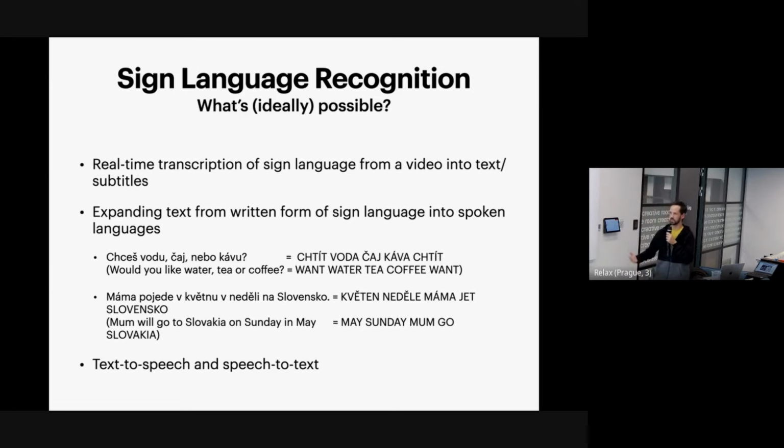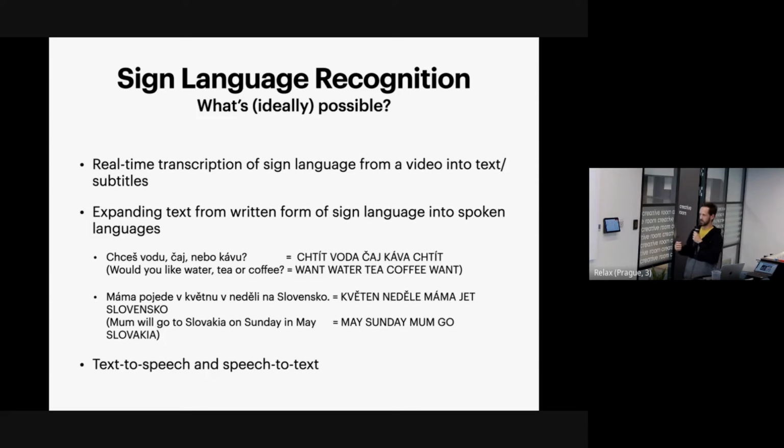So if you are asking, would you like water, tea, or coffee? What you actually say in sign language is: want, water, tea, coffee, want, which states that it's a question. But you are missing some parts of that sentence, the whole grammar is just gone, but the hearing impaired people are used to it, it's their language.